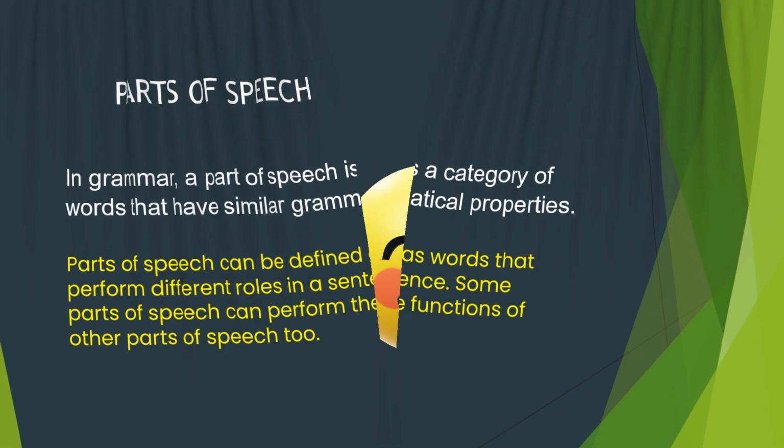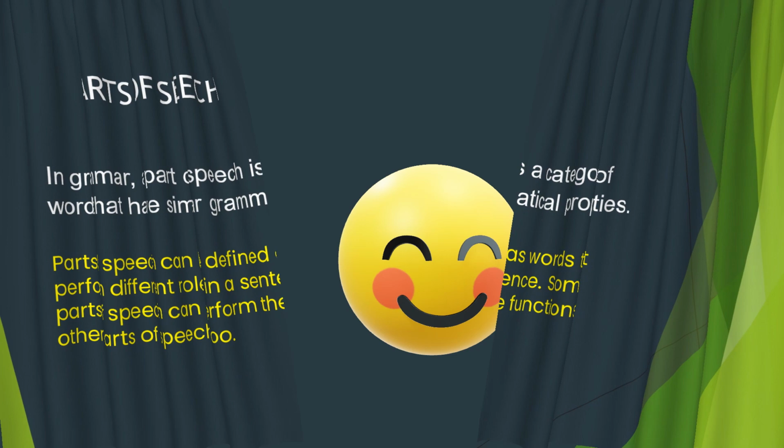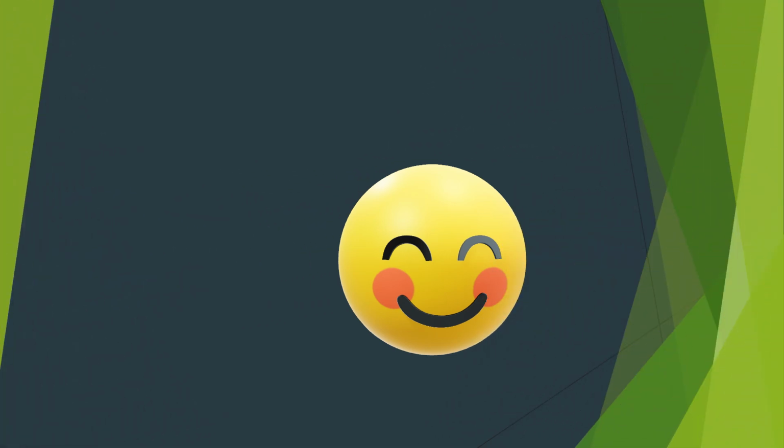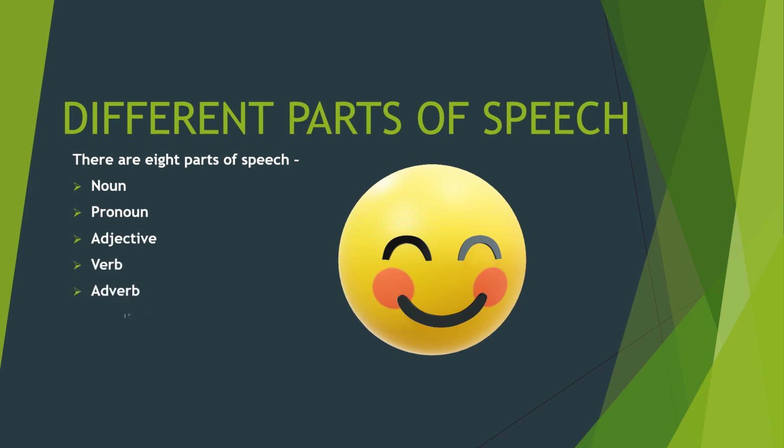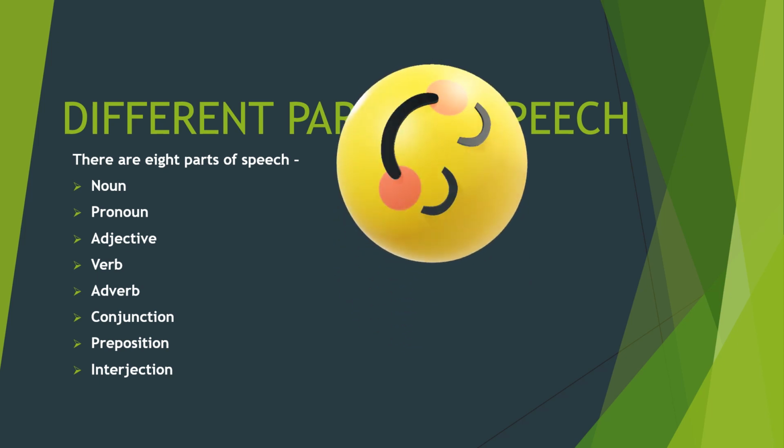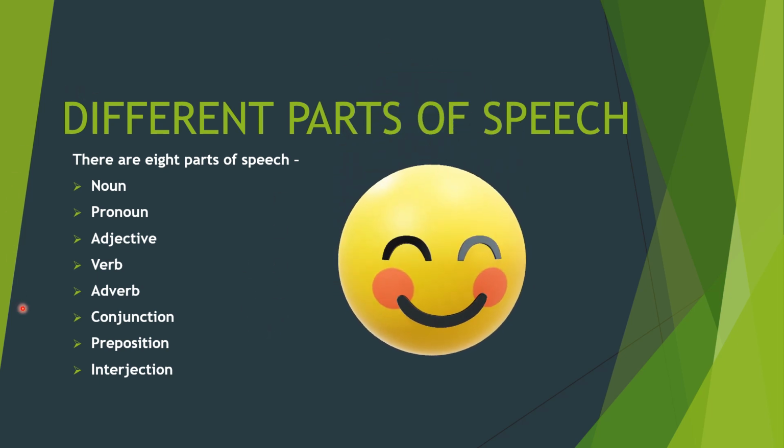We have mainly 8 parts of speech. So we will see what the different parts of speech are. We have noun, pronoun, adjective, verb, adverb, conjunction, preposition, interjection. So these are the 8 different parts of speech. I hope you all will remember this. Now let's talk about each part in a detailed way.